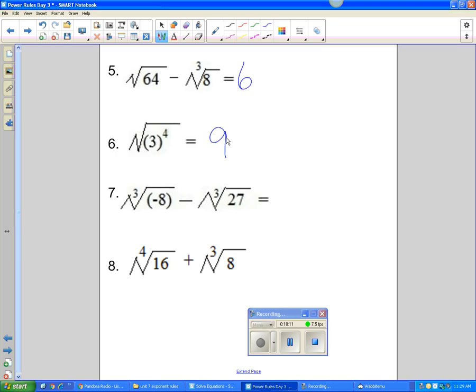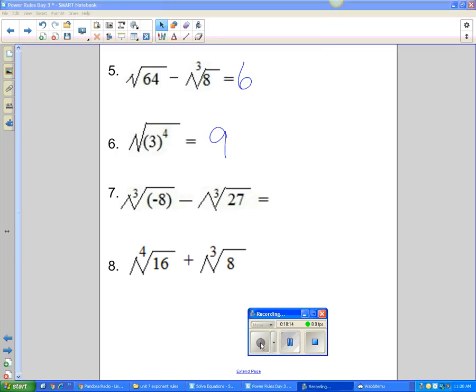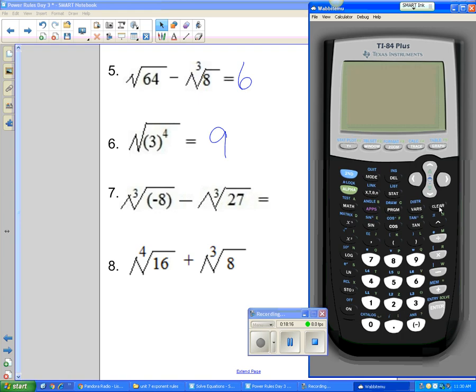Okay. All right, I'm going to type number 7 in my calculator. So I'm going to hit math. Come down to number 4, enter. What am I typing in the box? Parentheses, -8, exactly like they have, parentheses. How do I get out of the box? Hit the over arrow, then hit minus, and then math again, and then 27. Anybody get that before I did? -5? Good.